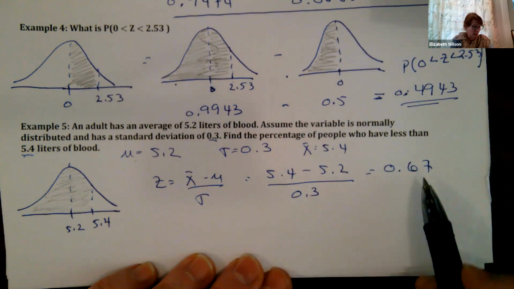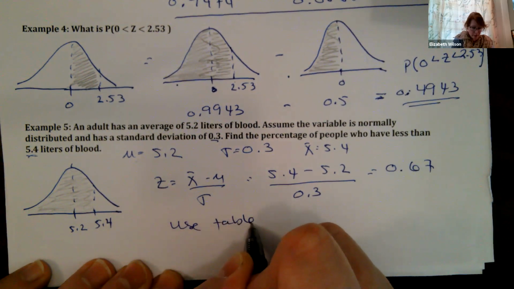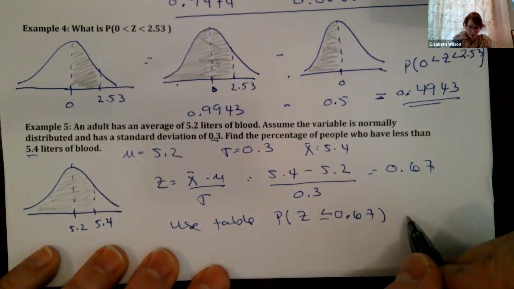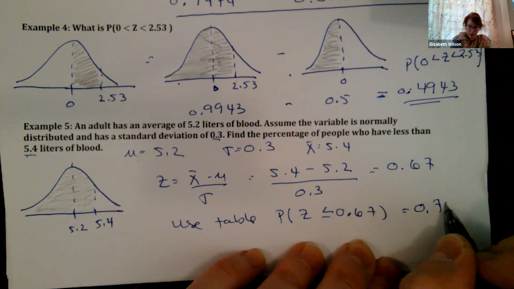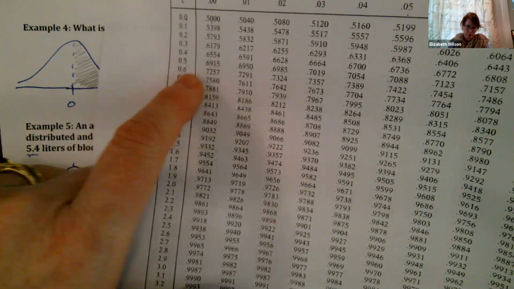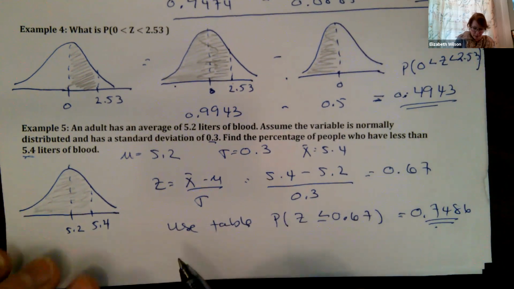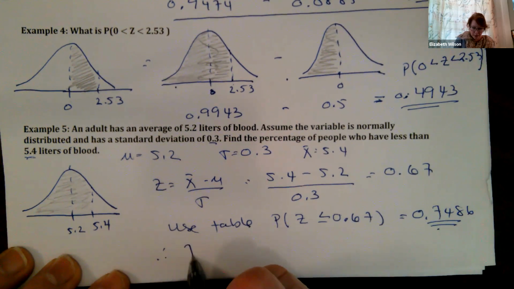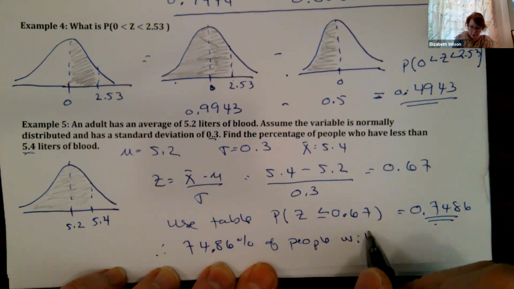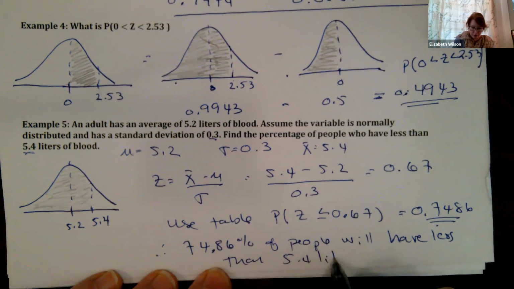I use that to look it up on the table. I'm going to find the probability that z is less than or equal to 0.67, and that's equal to 0.7486. I just read the table. I went to 0.6, and I went all the way over to 7, right there. That's where I got this number from. So what this means is that 74.86% of people will have less than 5.4 liters of blood.